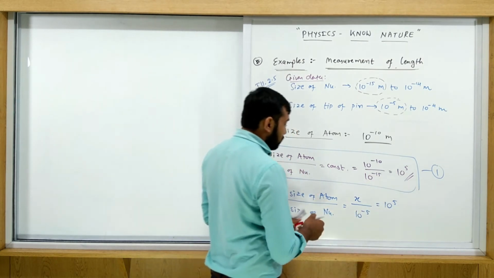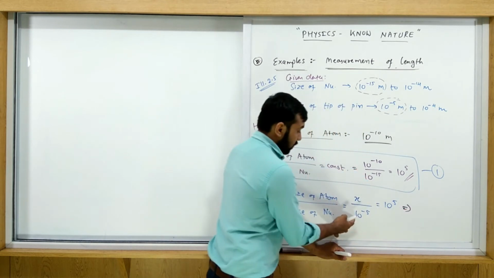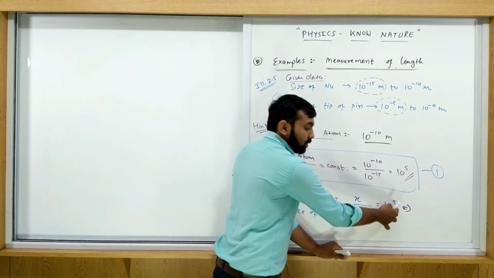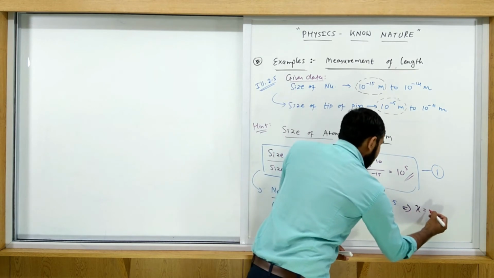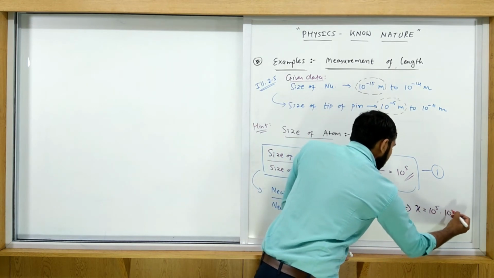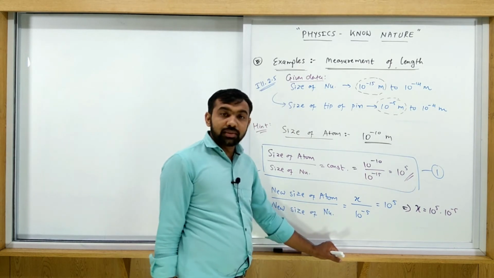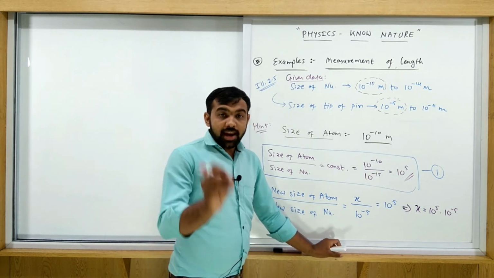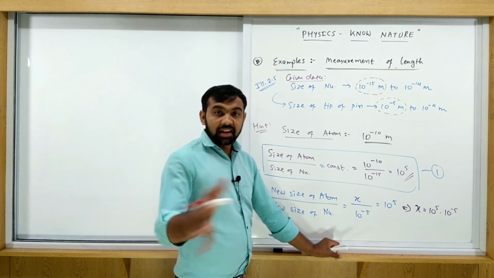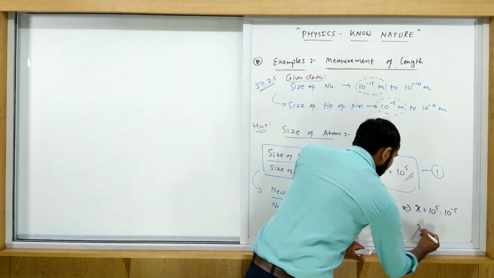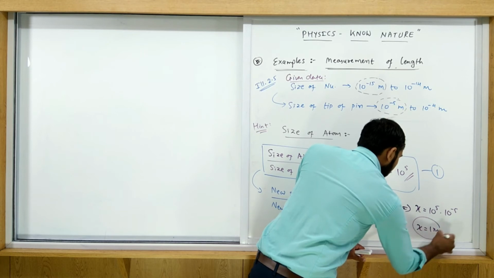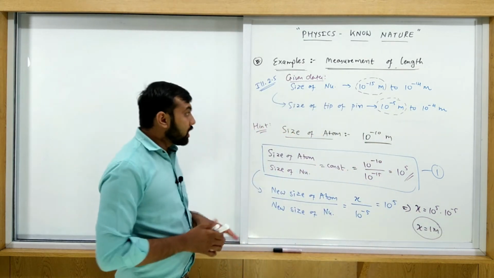So find the x from this relation. 10 raised to minus 5 just comes into the multiplication. So x is equal to 10 raised to 5 into 10 raised to minus 5. 10 raised to 5 and 10 raised to minus 5 give 10 raised to 0. Anything raised to 0 is equal to 1. So the answer for x is 1 meter.